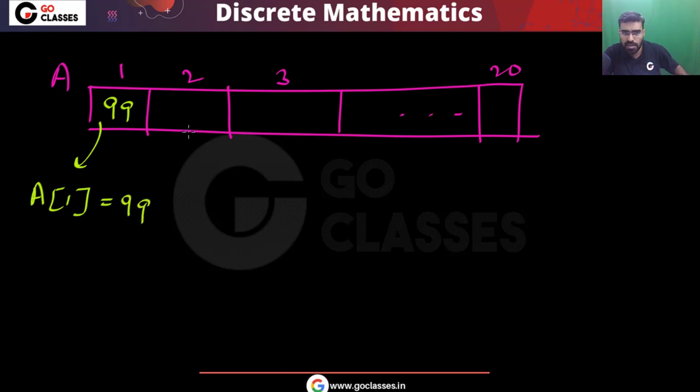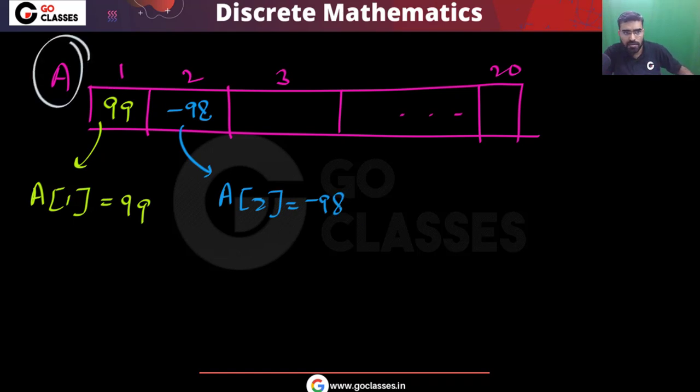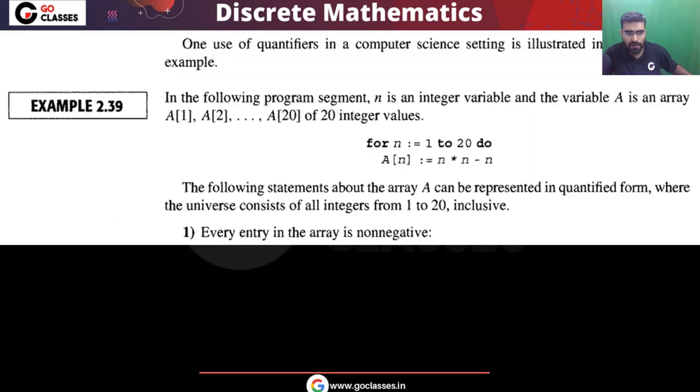Okay, so very simple. Now whatever value you have, for example, let's assume that here you have the value minus 98. Then I can say that this is your A2. A2 is equal to minus 98. Anyway, the point is simple, that this A is an array which has a total of 20 integer values. Now for this statement A, what we need to do? We need to convert this English statement into a first order logic expression.